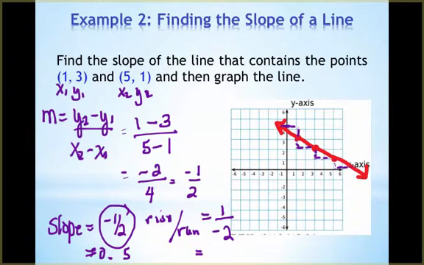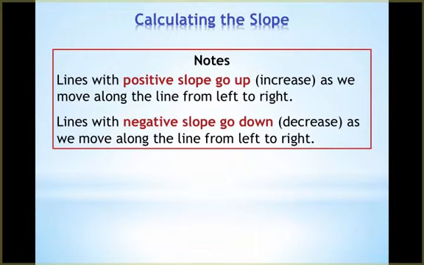And 1 divided by negative 2 is also negative 0.5. And that is one thing that's important about slopes. We do want to keep our slopes in fractional form because they're easier to count off your rise and your run. So let's look at some notes about calculating slope.